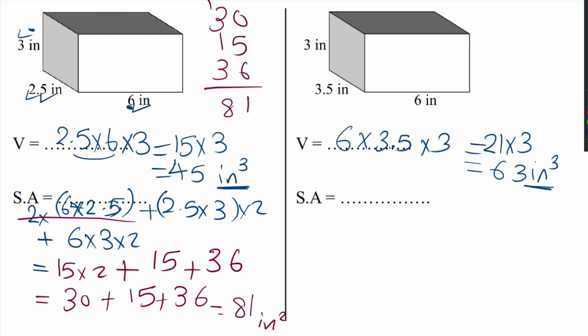Now, take 6 for the surface area with 3.5. 3.5 times 6. We have two faces of this base, so 2 times. Plus. So we finished the top and the base. Now, the side. 3.5 times 3. 3.5 times 3. And we have two sides. Plus, we finished this.